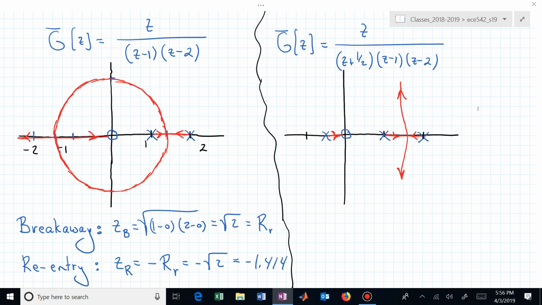If I now step over and now I'm between 1 and 2, let's say I'm at 1 3/4. I look to my right and I say, how many poles and zeros do I have to my right? 1. 1 is odd. Oh, that segment belongs to the root locus. Now I go between 0 and 1, anywhere, 1/2, 1/4, and I look to my right. I see 2 poles. That's an even number, so that segment can't belong to the root locus.